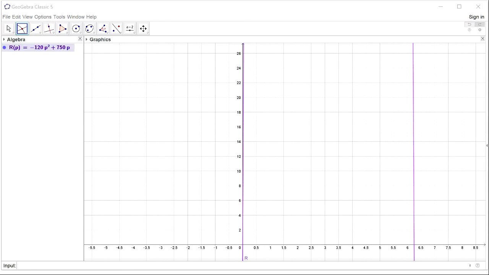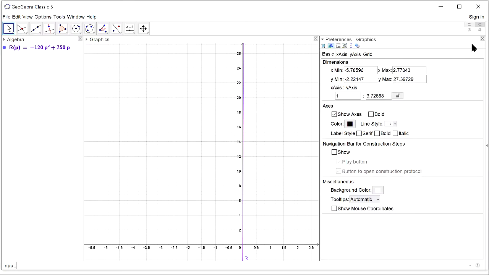Once we look at the graph, you can see it's pretty hard to get the entire image in the window, and that's where we'll have to adjust the window to show the entire graph. To do this, in the upper right corner, you have this little gear that says Preferences. If you click on it, a pull-down menu shows up, and we want to change the graphics in order to change the window. And the dimensions is where we want to adjust things.